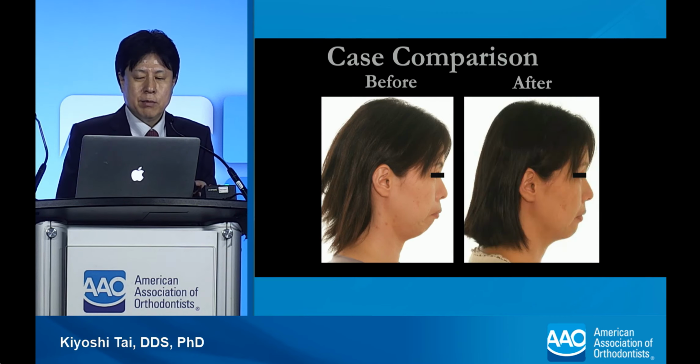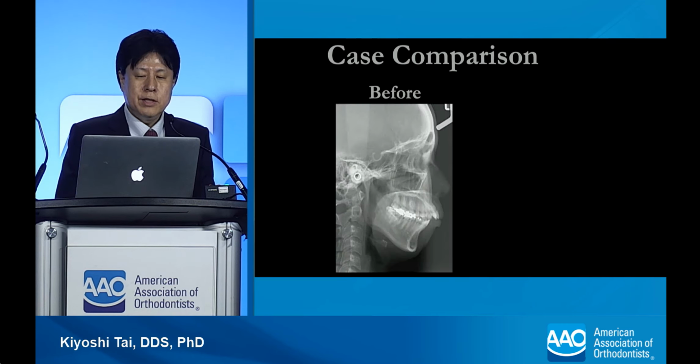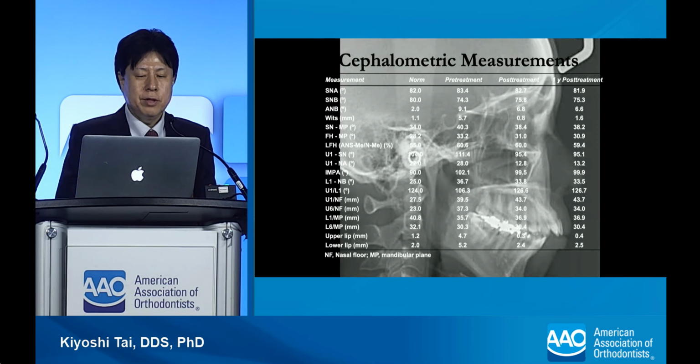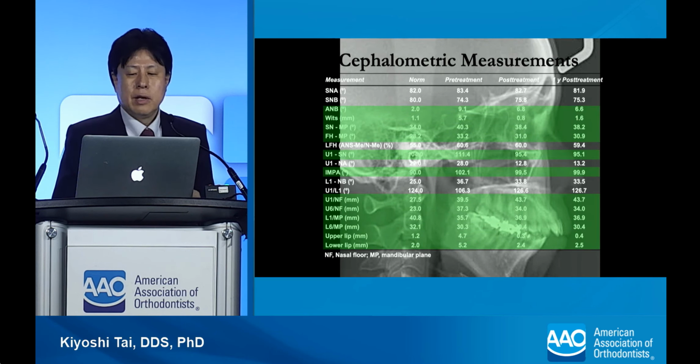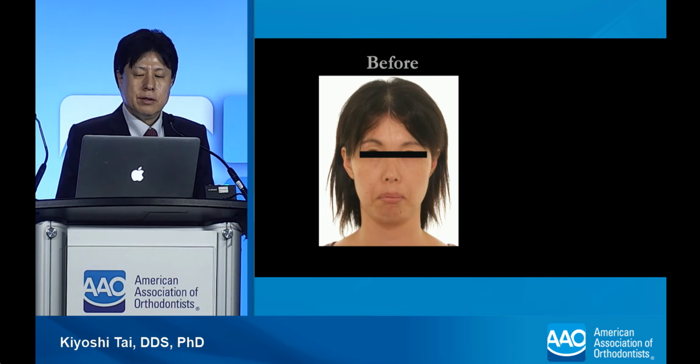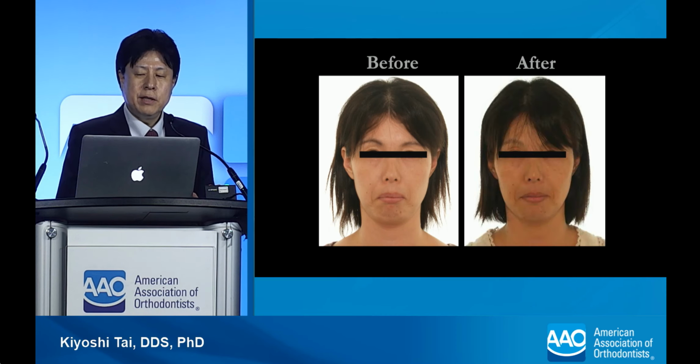This is a comparison of the lateral profile view. These are pre- and post-treatment lateral shapes. The values in green have improved. Please look at the highlighted area. In blue, the FMA value decreased by nearly 2 degrees. These are frontal view images. You can see the mentalis muscle strain was reduced.